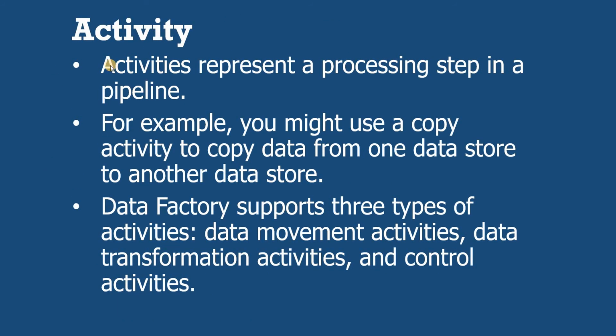So activity. An activity represents a processing step in a pipeline. For example, you might use a copy activity to copy data from one data store to another data store, as I showed in the previous video, from the source to sink. Data Factory supports three types of activities. The first one is data movement activities, then data transformation activities, and control activities. I will show you in the demo session.